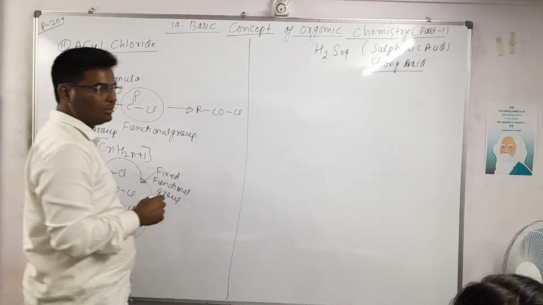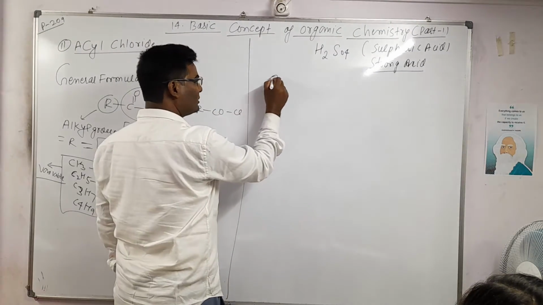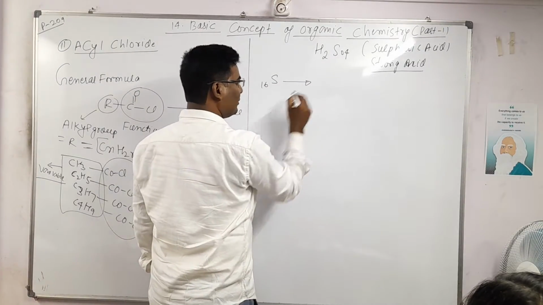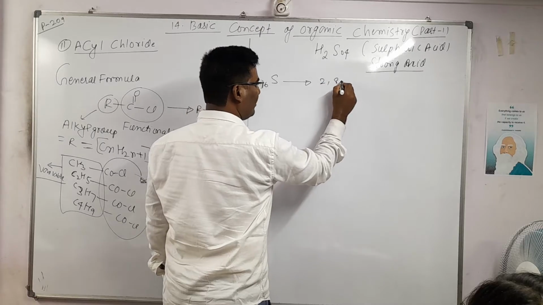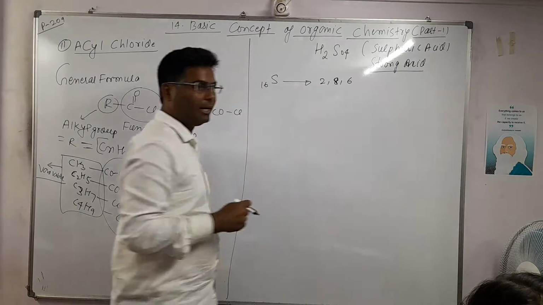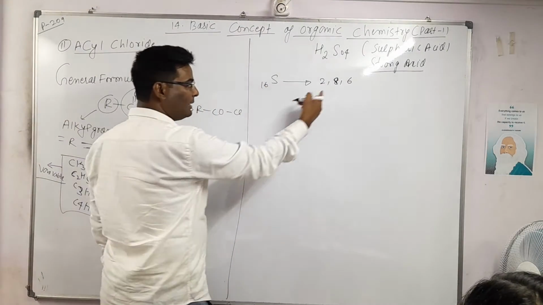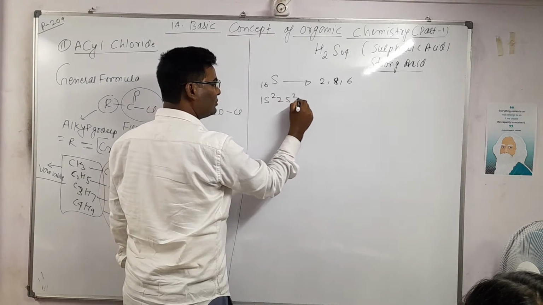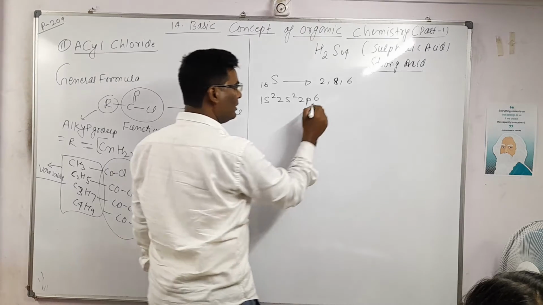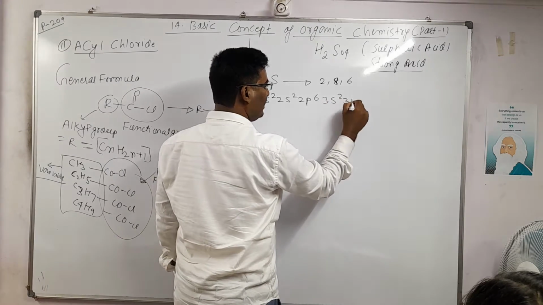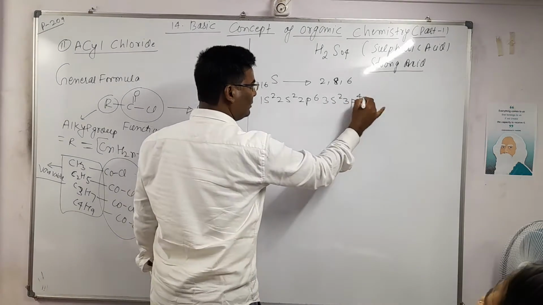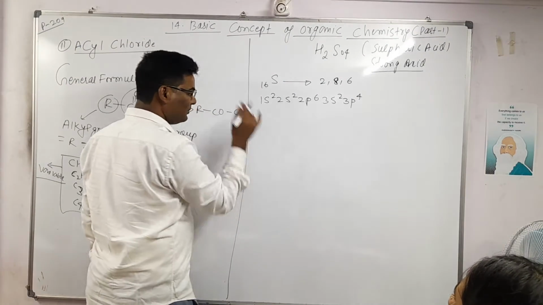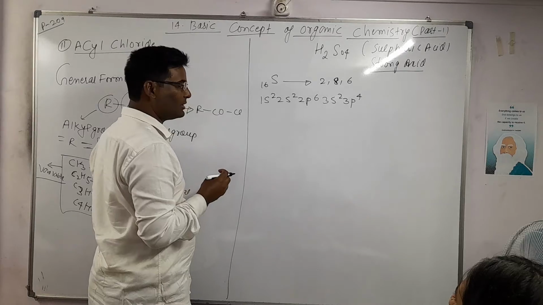H2SO4. See, I will explain. Sulfur's atomic number is 16, right? So its electronic distribution is 2, 8, 6. If I write the electronic configuration of sulfur, it will be 1s2, 2s2, 2p6, 3s2, 3p4. Do you know how to write it? Don't know? Then I will teach it in atomic structure.